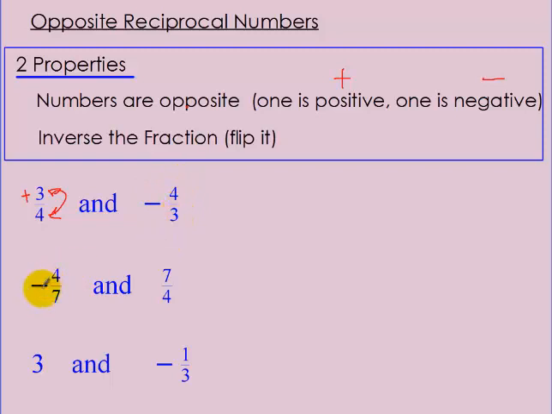The next one is also opposite and reciprocal because negative and positive, and this is 4/7, then flip them, and you get 7/4. Last one, 3 and negative 1/3 are opposite reciprocals because 3 is the same thing as 3 over 1. And this is positive, and the negative 1/3 is negative, and you can flip the 3 over 1 to get 1 over 3. So these are all opposite reciprocals of each other.